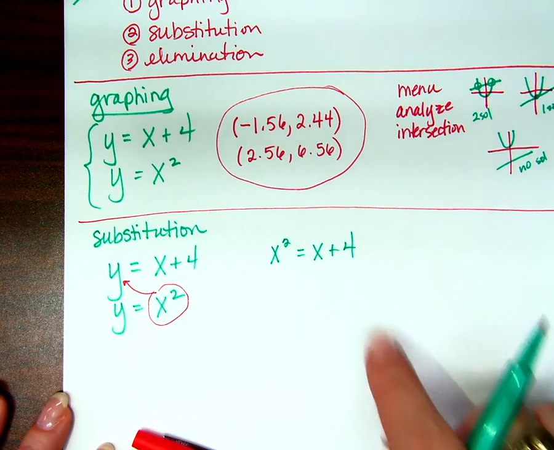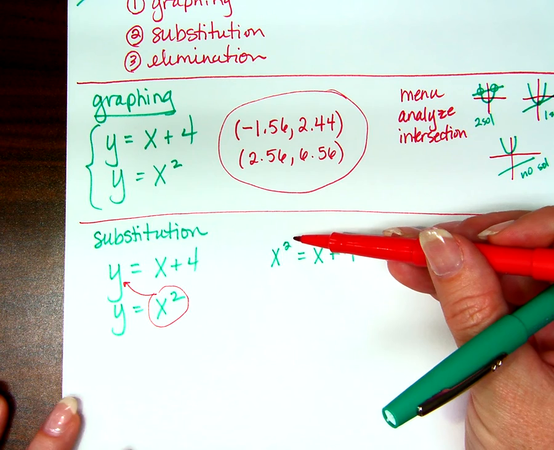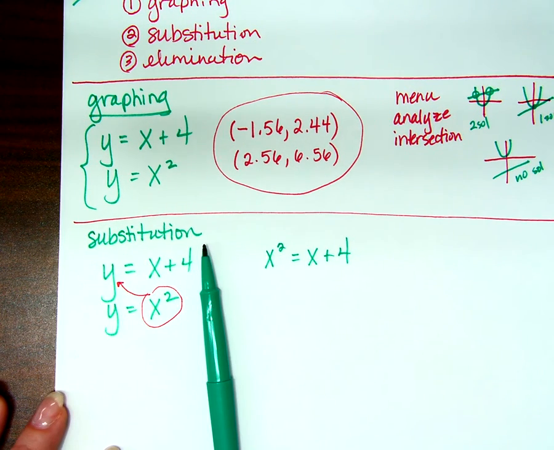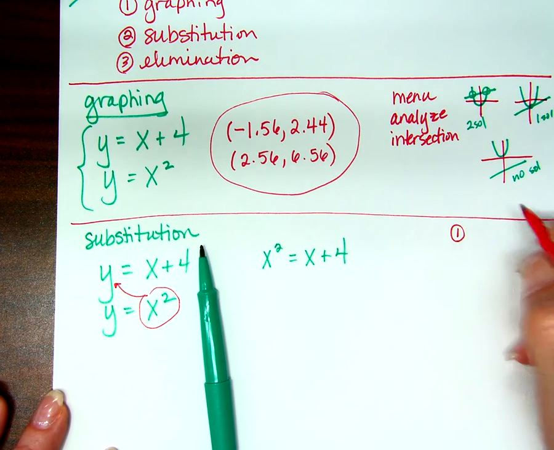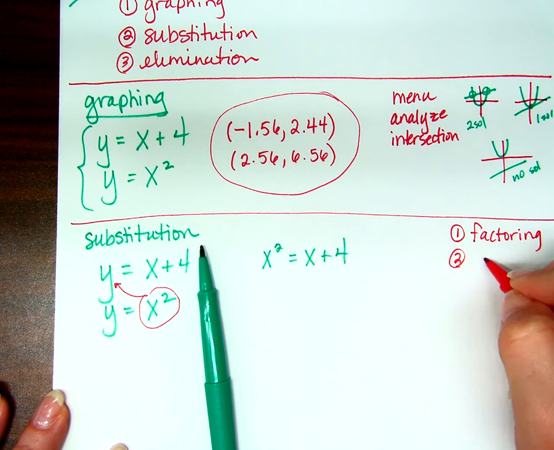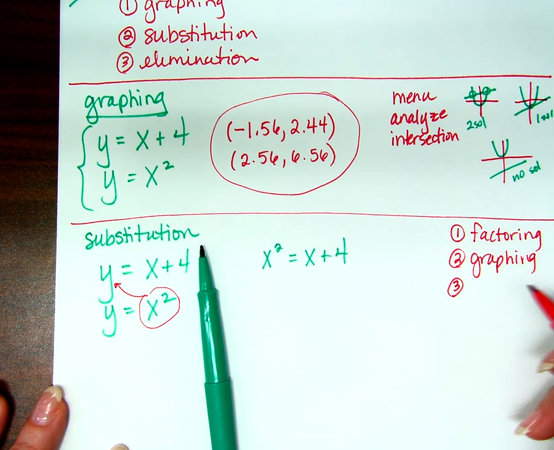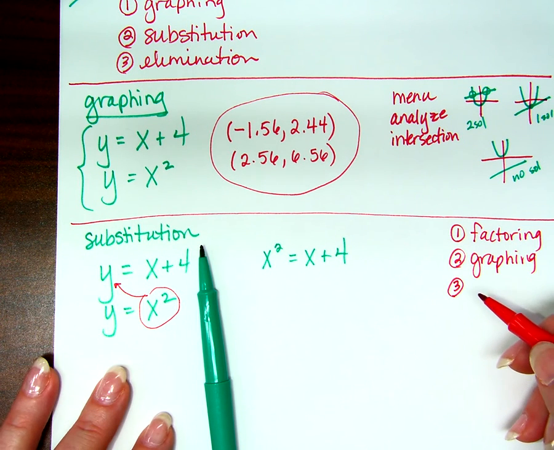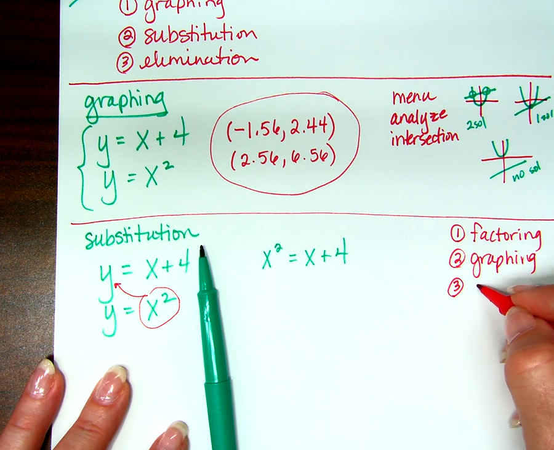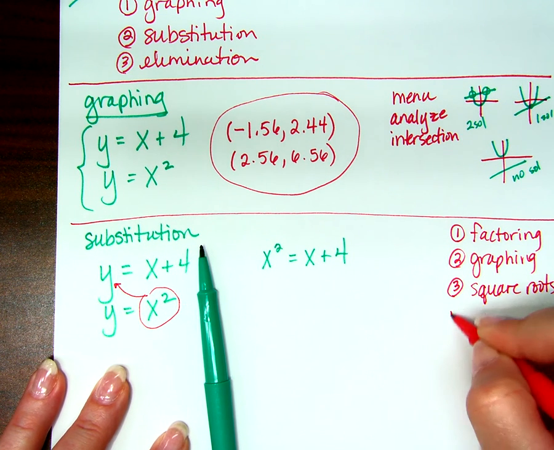What type of equation is this now? It is a quadratic. Okay? It's a quadratic because it's got a squared in it. What are the ways that you know how to solve quadratics? Factoring, graphing, can we talk about that one in a second? Okay. What about square roots? Completing a square.